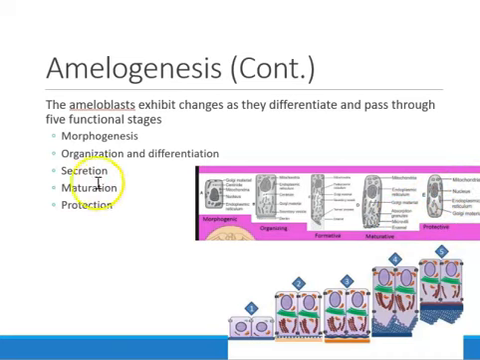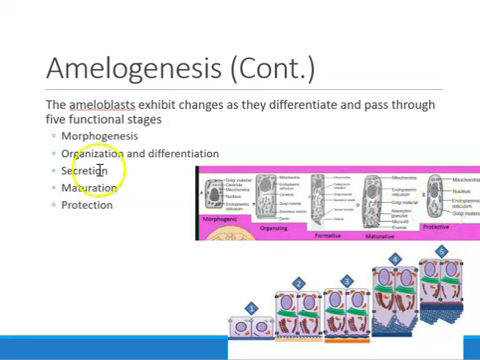What you'll notice in the maturation stage, when you look at the bottom of the cell, which is the ameloblast cell, is that it's rough, like there are curves on it. But then at the protection stage, when it's done secreting enamel, it's smooth, just as an FYI.